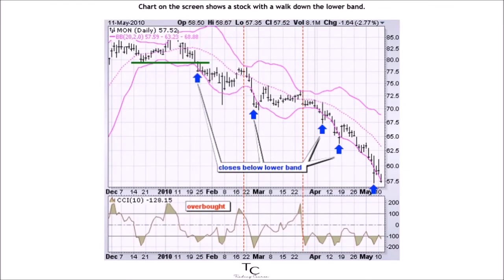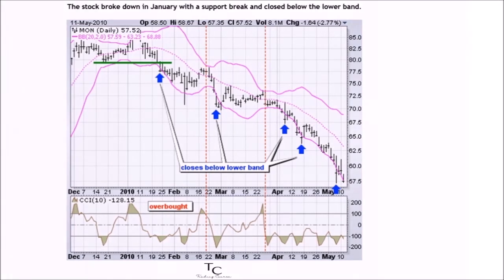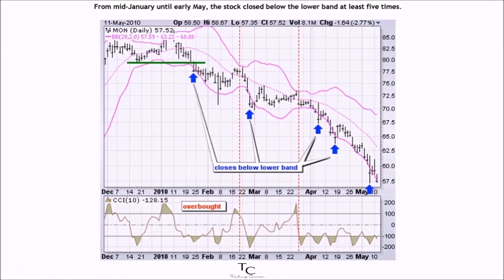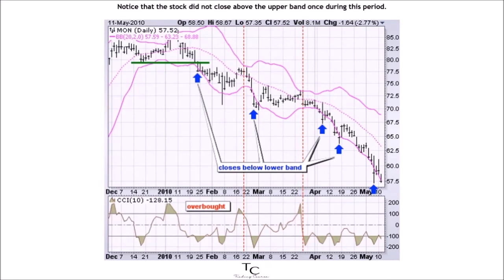Chart on the screen shows a stock with a walk down the lower band. The stock broke down in January with a support break and closed below the lower band. From mid-January until early May, the stock closed below the lower band at least 5 times. Notice that the stock did not close above the upper band once during this period. The support break and initial close below the lower band signaled a downtrend.